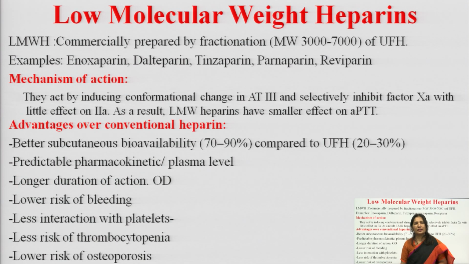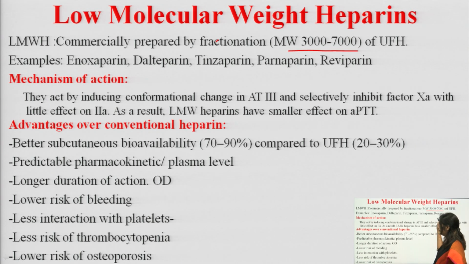Next is low molecular weight heparin. They have a mechanism similar to that of the unfractionated heparin. The only difference is these are commercially prepared by fractionation of unfractionated heparin. So, they are low molecular weight, with 3000 to 7000. Examples are enoxaparin, dalteparin, tinzaparin, parnaparin and reviparin.